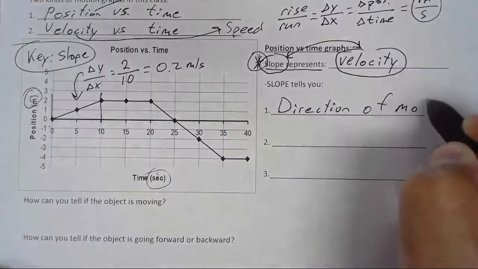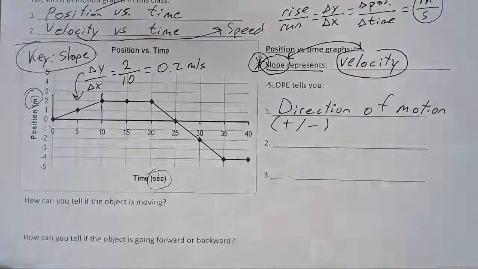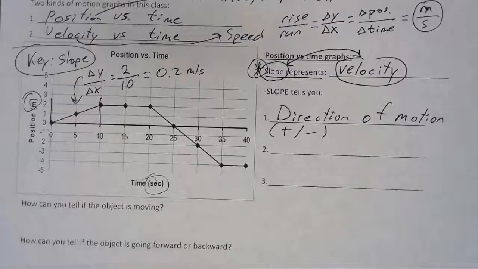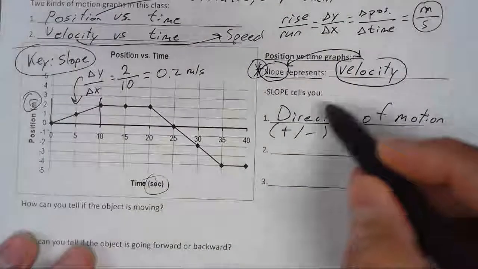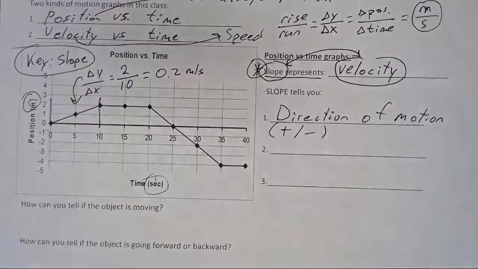And in this class, the most important way that we indicate direction is with positives and negatives. So the way that we can look at the direction of motion is looking at the slope, looking at whether the slope is positive or negative, right? So positive slope is up and to the right, negative slope down to the right. I think you remember that from your math class.